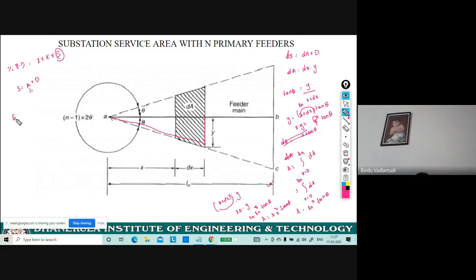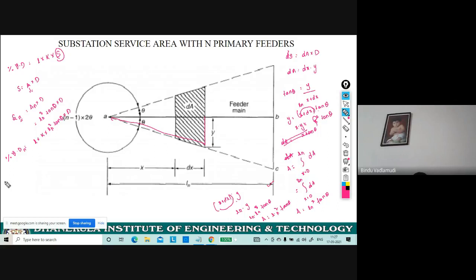Then S is equal to, can I write it as S is equal to Sn, because n number of feeders. So An into D. What is the value of An? Can I write it as ln square into tan theta into D? From this, voltage drop for n number of feeders is equal to L into K into ln square into tan theta into D.